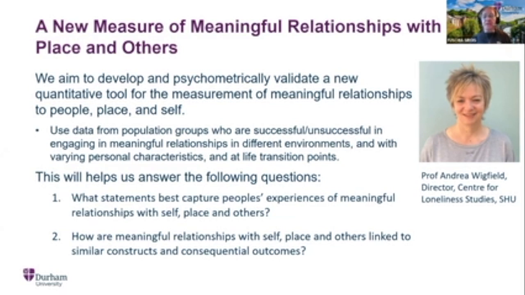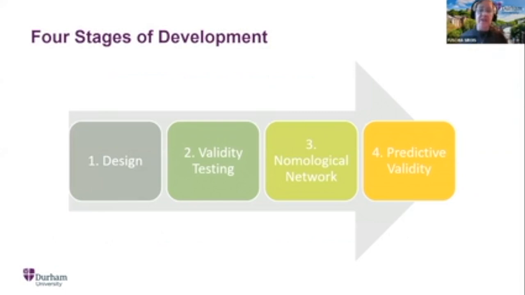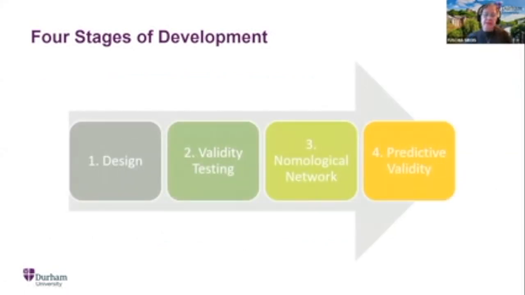And how are these meaningful relationships with self, place, and others linked to similar constructs, loneliness, and other consequential outcomes, the sort of outcomes we might expect to be linked to loneliness, and we know are linked to loneliness? How do these relate to meaningful relationships, as a way of validating that measure? Okay, so we have four stages of development planned: from design to validity testing, to testing the nomological network, and then the predictive validity of the scale.